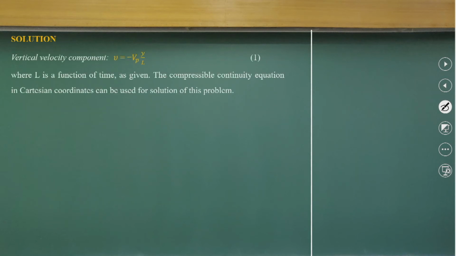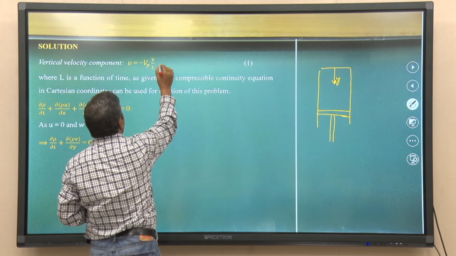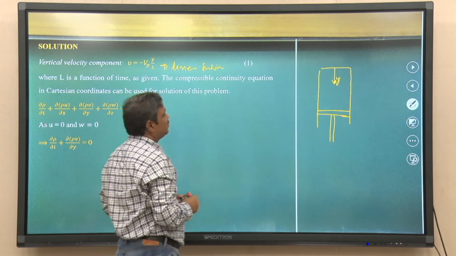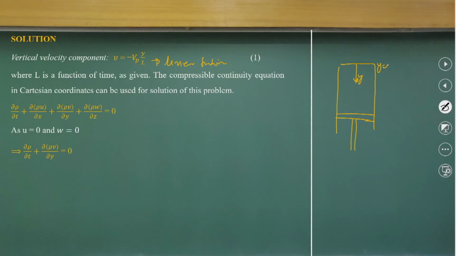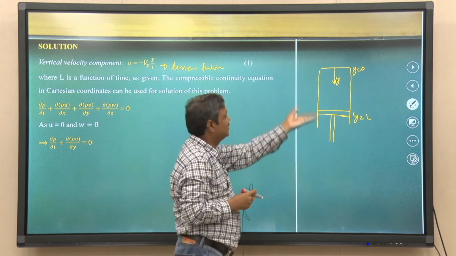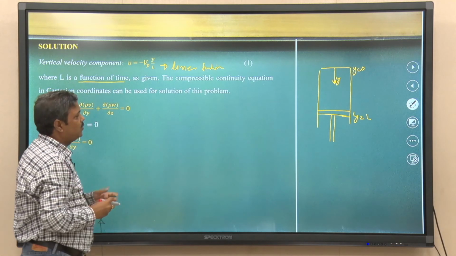Now, look at the solution. Let me explain that part. As the piston is moving in the y direction, we can consider the velocity variation within the piston area. The vertical velocity can be considered a linear function. That means at y equal to 0, the velocity is 0. At y equal to L, the velocity is equal to minus V_p. That is the velocity variation, where L is a function of time.